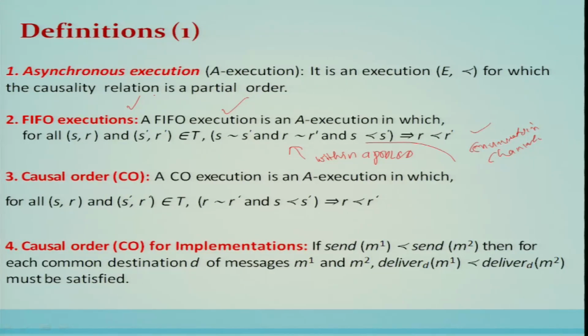Similarly, causal order is an execution in which, for all senders and receivers, where these senders S and S prime are sending to the same destination, that is R.